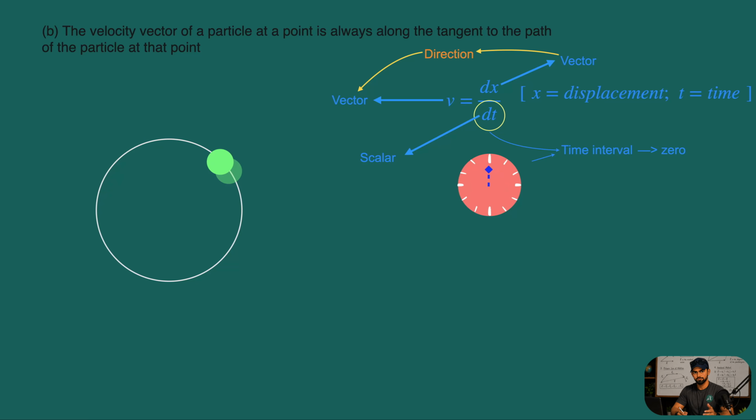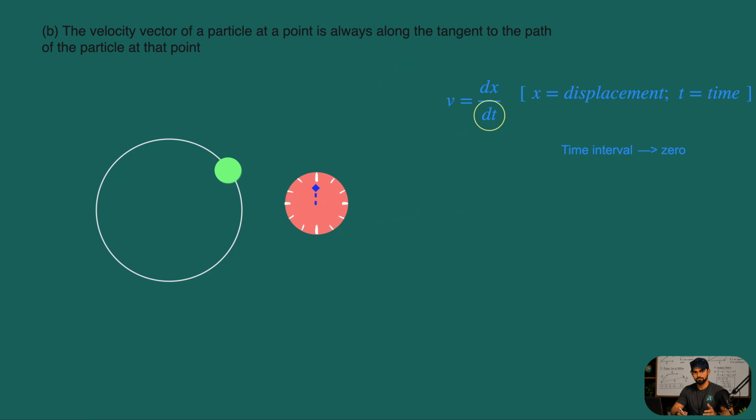Let's visualize this. Suppose the ball is initially at point A. At this point, this arrow represents the tangent to the circle. Now, let the ball move for a time interval, delta t. After this time interval, it reaches point B. This straight line joining A and B represents the displacement of the ball during the time interval, delta t.